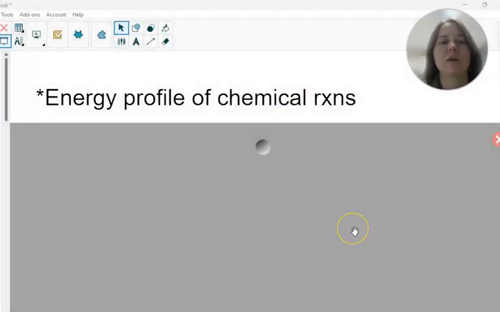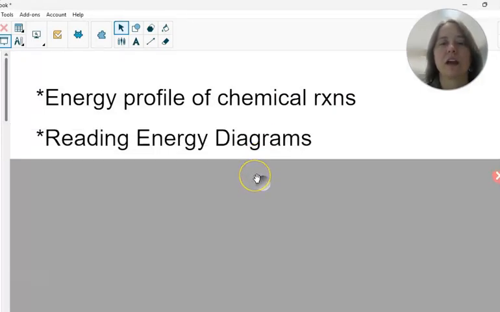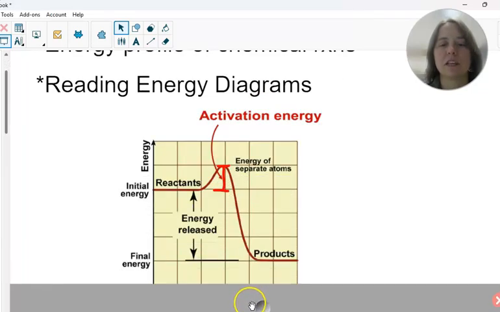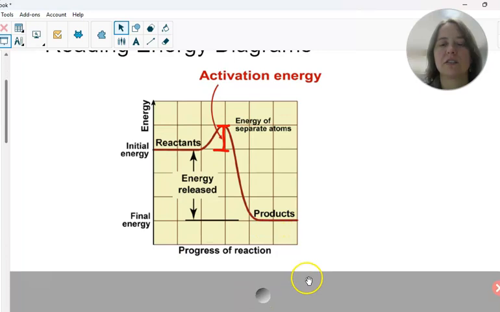And today we're talking about energy profiles of chemical reactions and how to read energy diagrams. We've done a little bit of this in the past, and we're going to delve a little deeper into it.